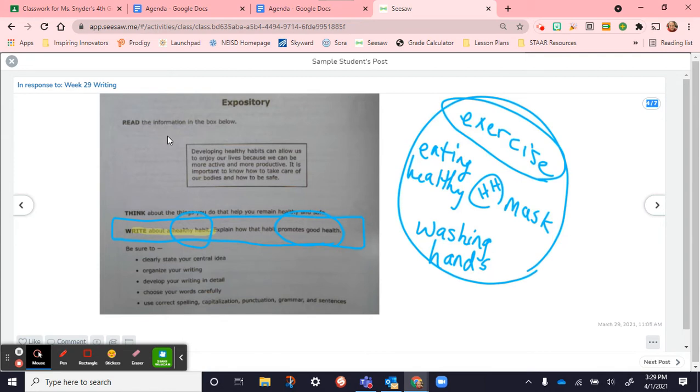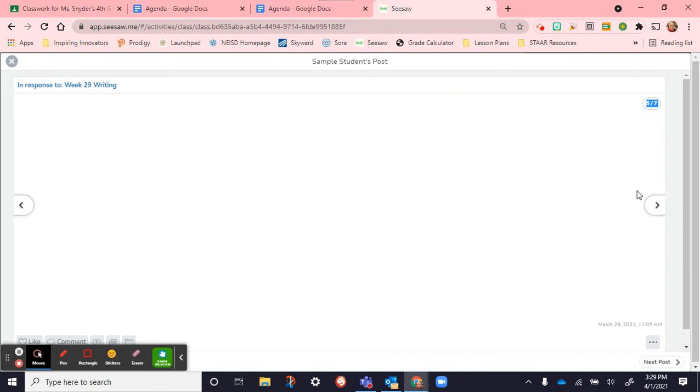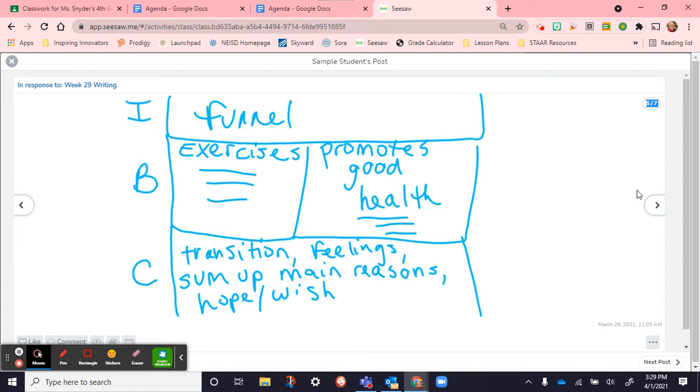So, healthy habits, we talked about, what does that even mean? And so we came up with these. We said, exercising, eating healthy, wearing a mask, washing our hands. These are healthy habits that we can have, and doing these things promotes good health. And so we were brainstorming there. So we went ahead and I picked to exercise. And then on this next page, we were talking about, I don't like having everybody have to do it one certain way.